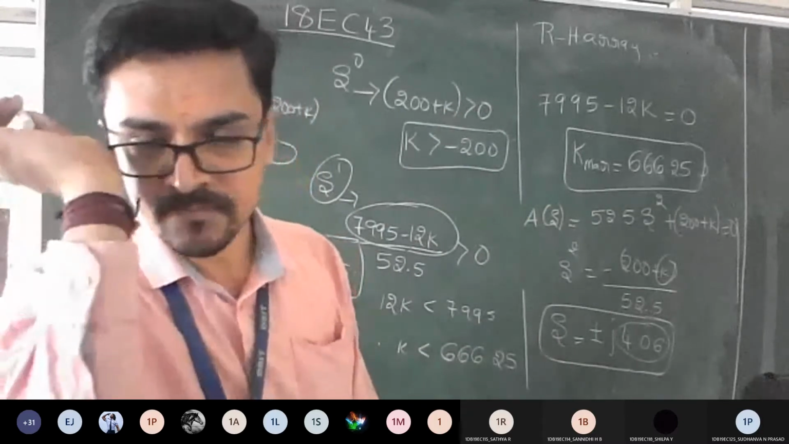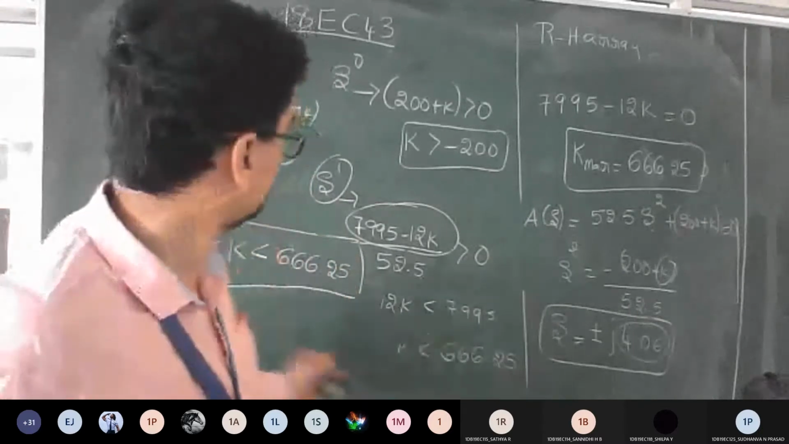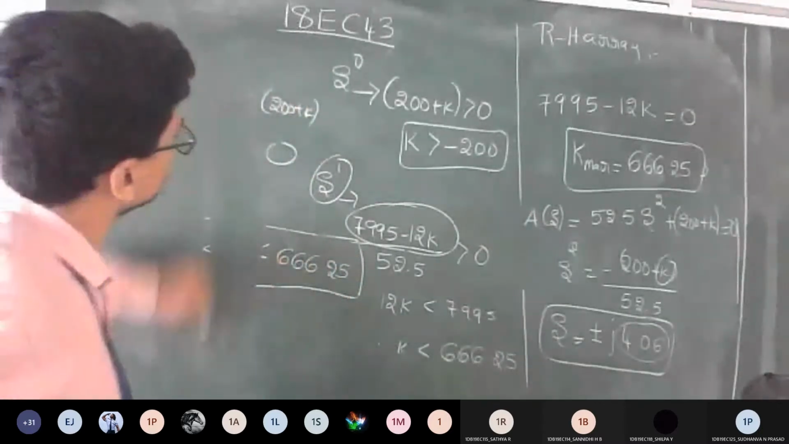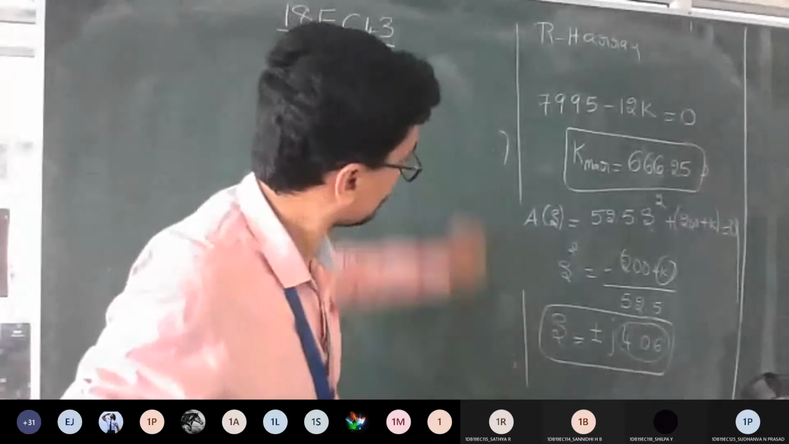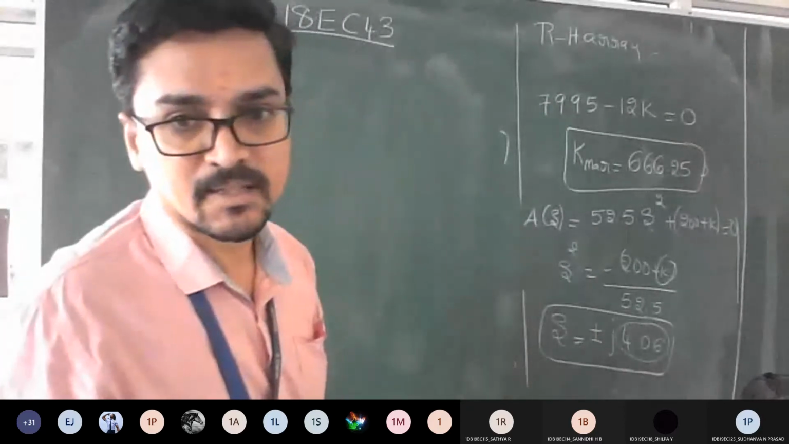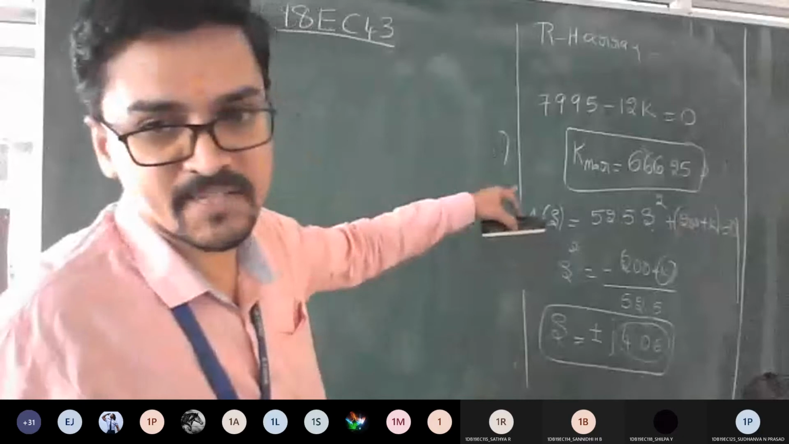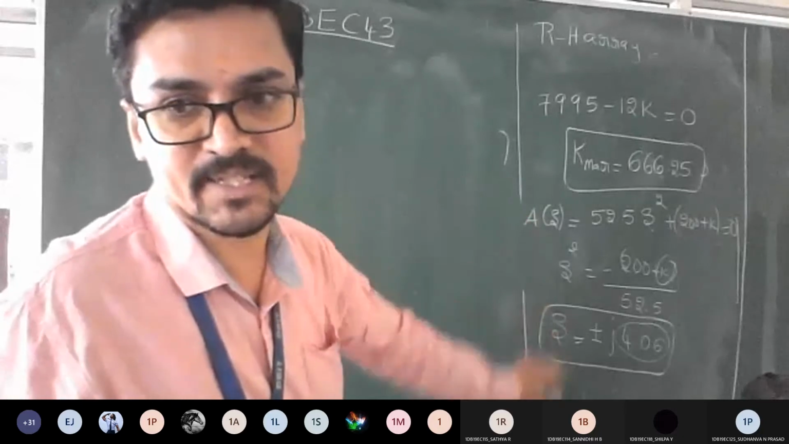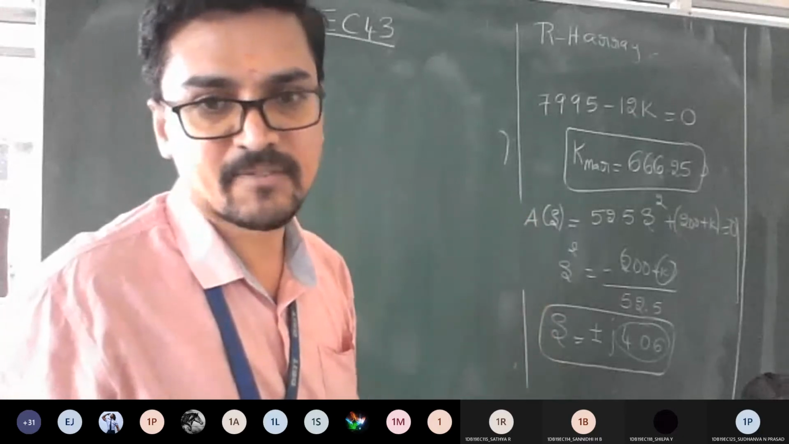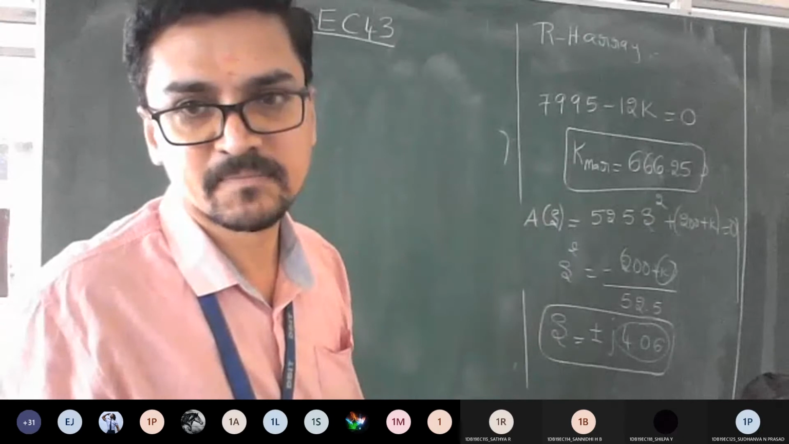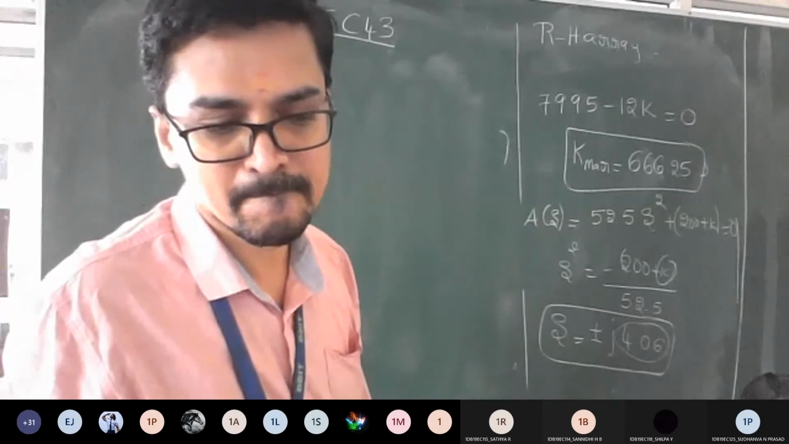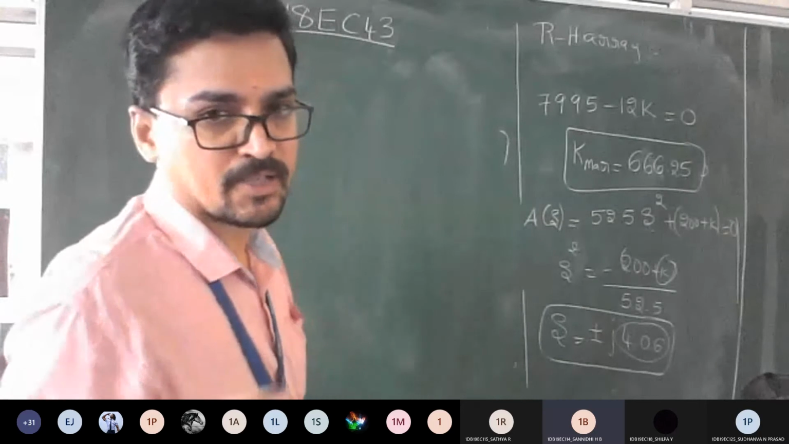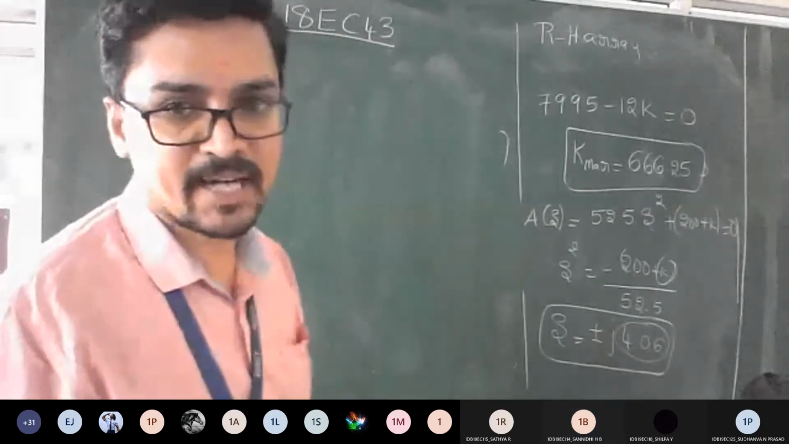Any doubts, anyone? Is it okay till here, what I told? Is it fine? Only the last two, finding K margin and finding the oscillation frequency, are what extra you need to understand. Apart from that, it remains the same. Is it okay, guys? Yes, sir. Okay, good. So that completes your RH category.